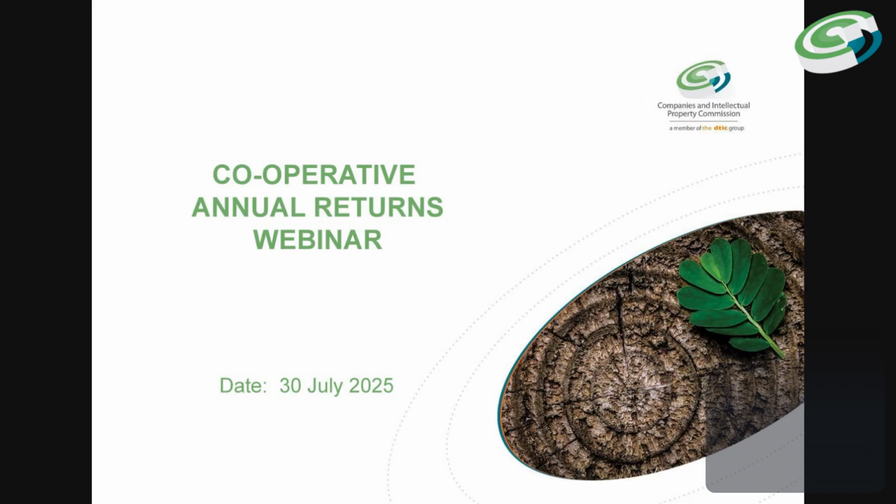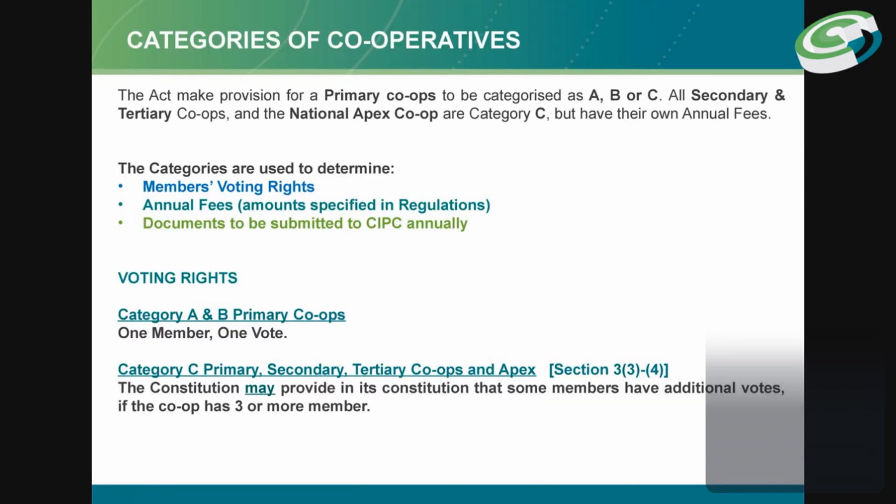Letty Kusana is my name. I'll be the one facilitating the cooperative's annual returns process. We have categories of cooperatives as informed by the Act. We have a primary co-op A, B, or C. Secondary, tertiary, and national co-ops fall under category C, and they have their own annual fees.